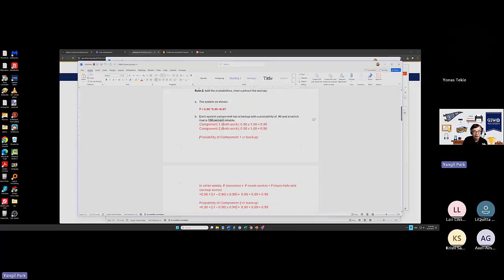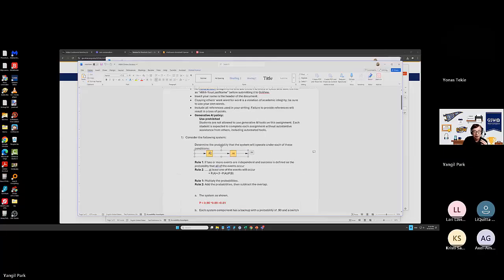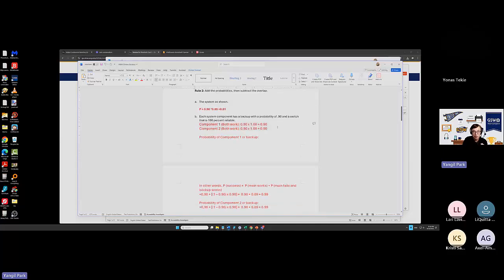Okay, so the second probability we need to find is that component 1 itself works, or if it fails, then the backup must work. So one or the other works. That's why we're going to find the probability for it. The first case was just both of them work. The second case is just one of them works. So how are you going to find it?